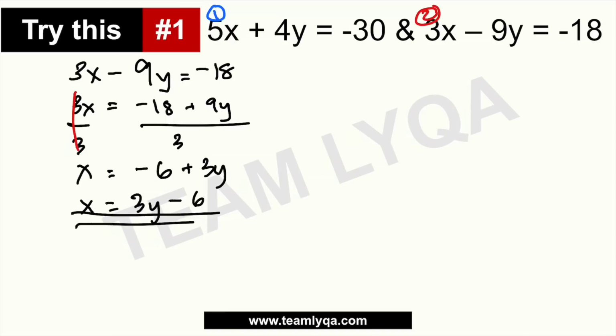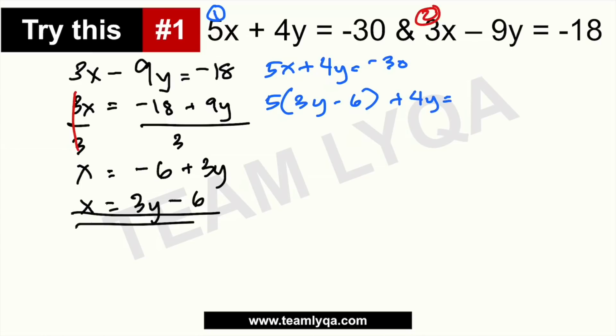So, now that we have this, isa-substitute na natin siya dun sa first equation naman. Okay? So, palitan ko lang ng kulay para lang mas visual siya. Magiging 5x plus 4y is equal to negative 30. So, 5 times 3y minus 6 plus 4y is equal to negative 30. Solve lang natin to, distribute natin. You have 15y minus 30 plus 4y is equal to negative 30.